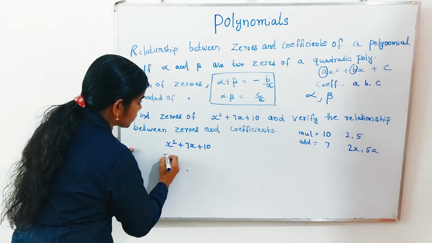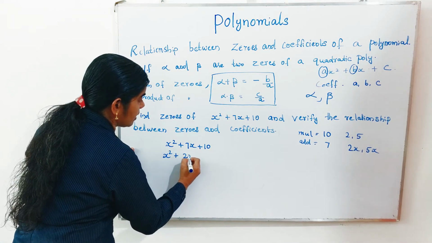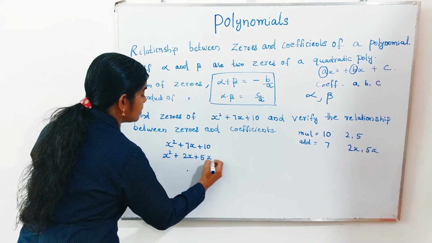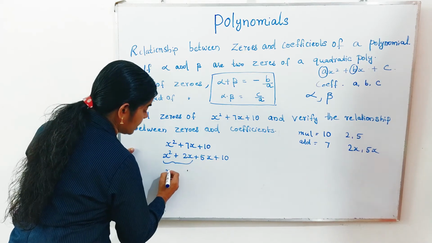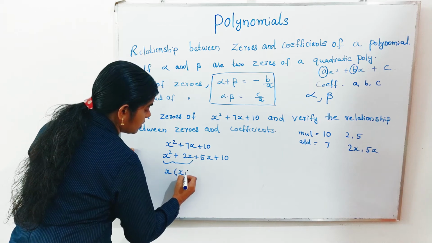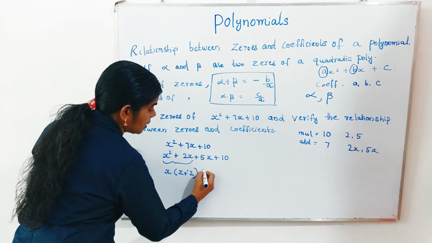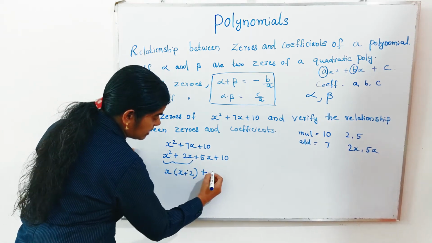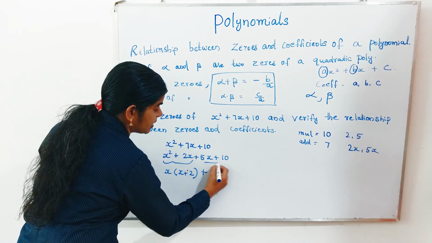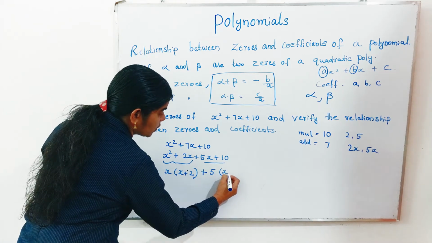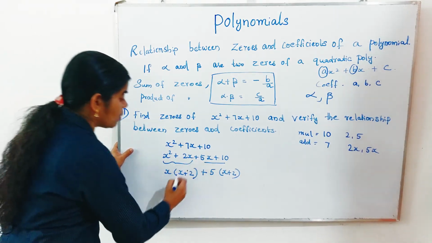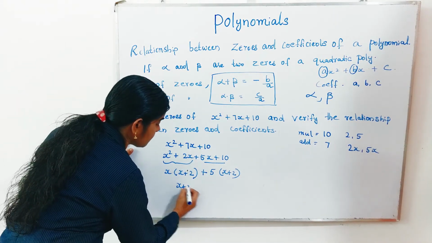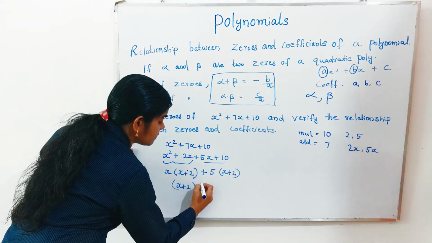Next, x square. Instead of 7x we are writing 2x plus 5x plus 10. From these two we take one common factor, x, so x into x plus 2, plus, here plus we are writing. From these two we can take 5 outside, so here also you will get x plus 2. So x plus 2 is common, that I am taking first. Next will be x plus 5.